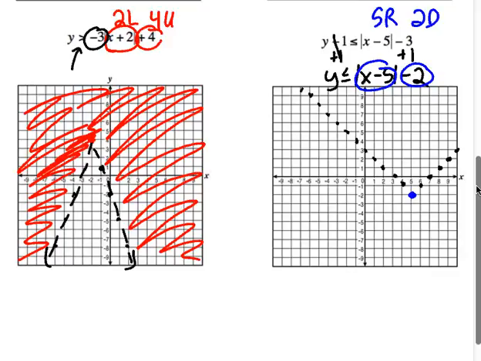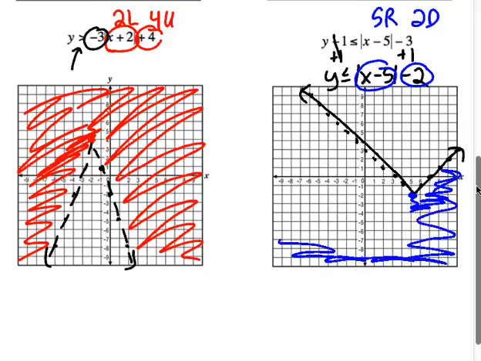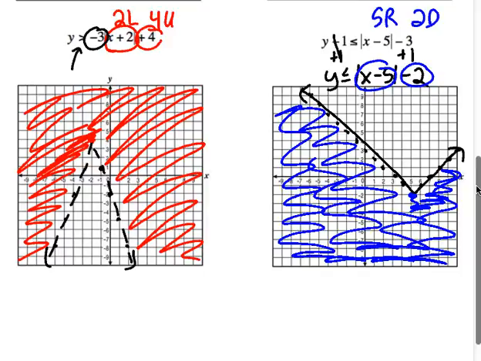I look at my sign, less than or equal to. The or equal to makes a solid line. Less than puts me outside of the vertex, or outside of the V. So I'm going to shade everything that is out here.